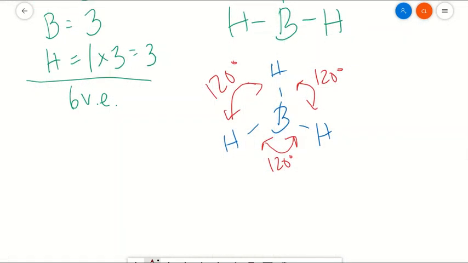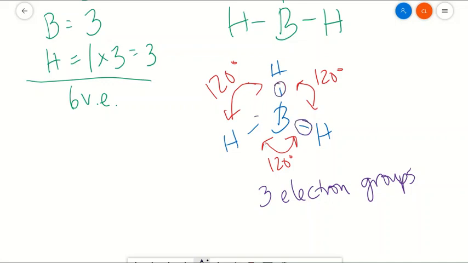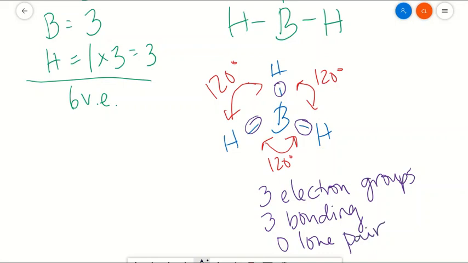All right, so then we want to ask the same questions. How many electron groups are there? There are 3 electron groups. And then we want to say how many are bonding and how many are lone pairs. So 1, 2, 3. 3 of them are bonding. And we have 0 lone pairs. So this lone pair thing is going to be more important as we go on.